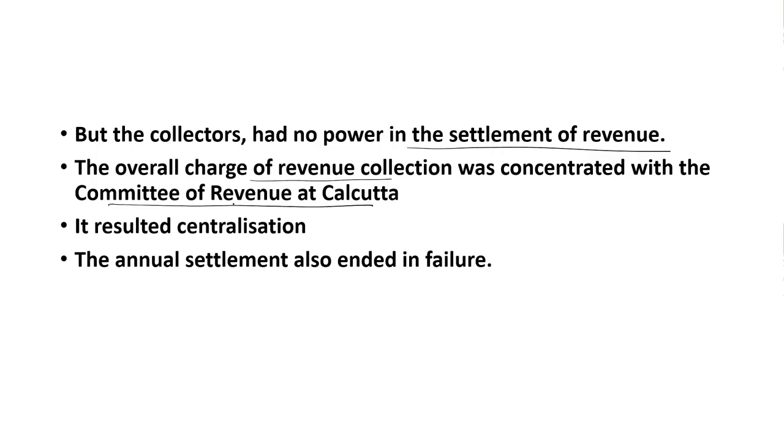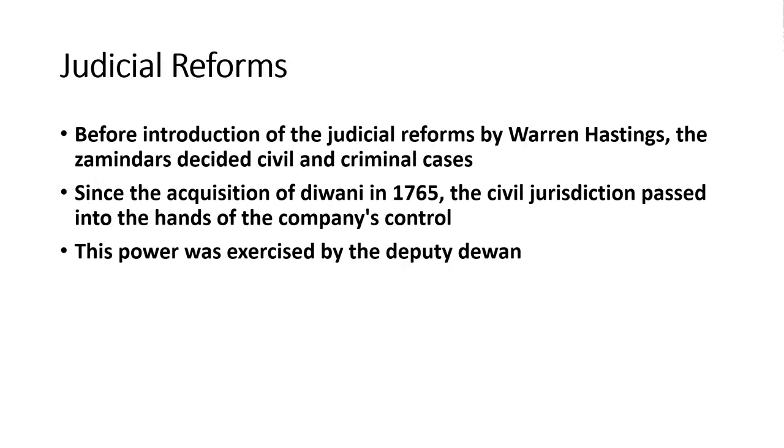This Committee of Revenue concentrated this power in their hands. Likewise, the 5-year settlement, or the quinquennial settlement, and the annual settlement also met with failures. It ended in transcendent failure. Now, coming to the judicial reforms introduced by Warren Hastings in Bengal.